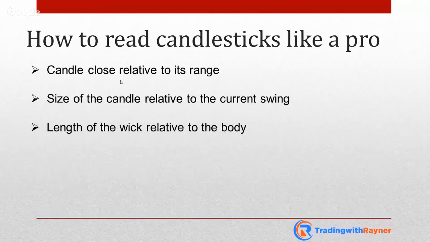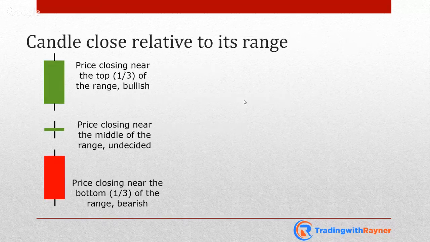You want to look at where it closed relative to its range. What is the size of the candle relative to the current swing? And the length of the wick relative to the body. So this is very straightforward. If price closes near the top third of the range of the candle, then it is bullish momentarily. At this point in time, the bulls are in control.